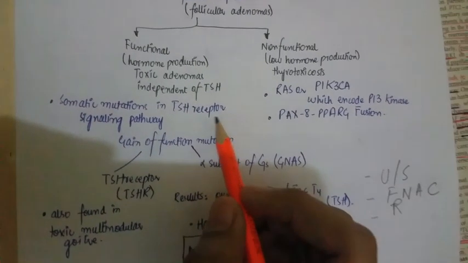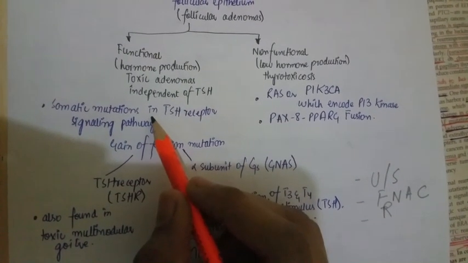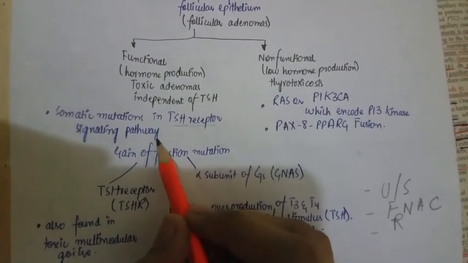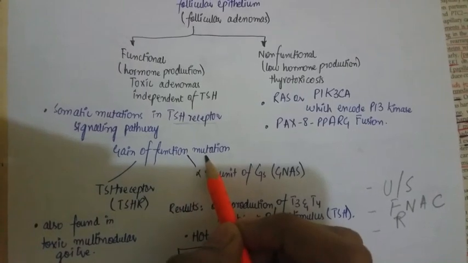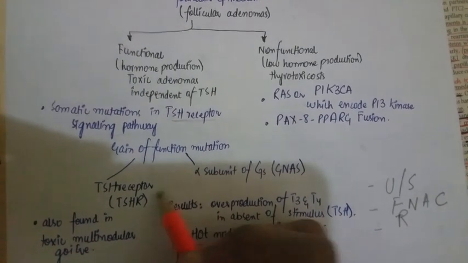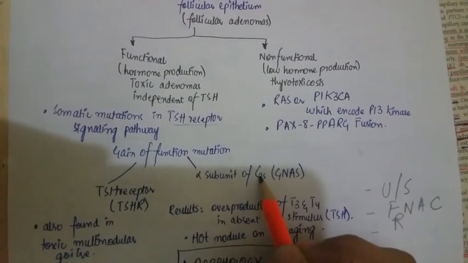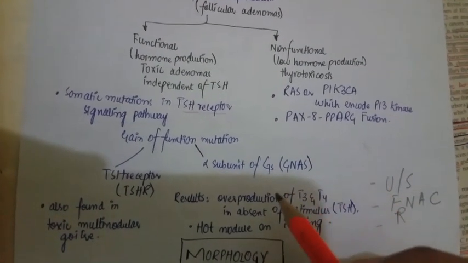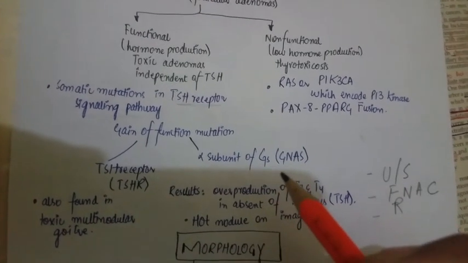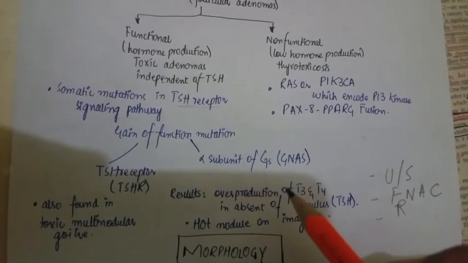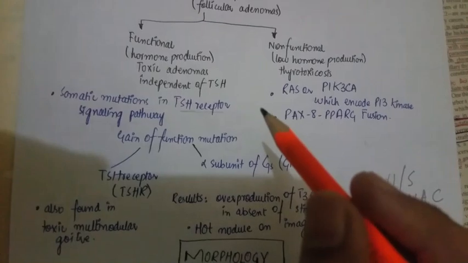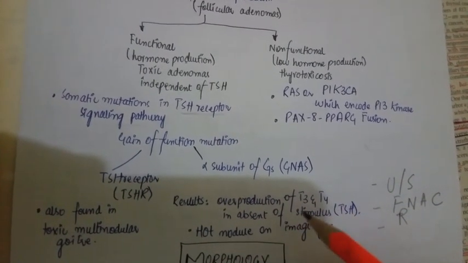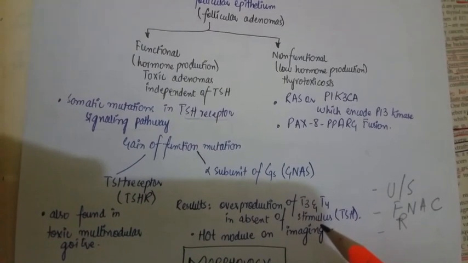In the functional adenomas, there will be a somatic mutation in the TSH receptor signaling pathway, which involves the gain of function mutation in the TSH receptor and the alpha subunit of the G stimulatory or the GNAS, which encodes the G protein. What will be the result of these hormonal production? These mutations, there will be overproduction of T3 and T4 in the absence of the stimulus TSH.